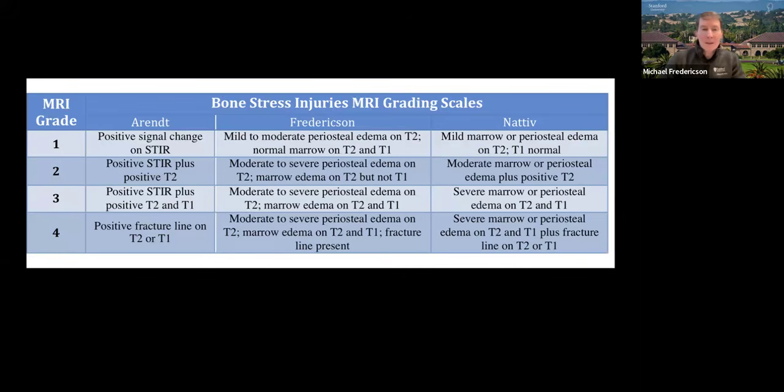Other people have looked at this and taken this grading system just to see if it applies to all stress injuries, and essentially it held up quite well. The only difference is that for that grade 1, I defined it as pure periosteal edema. In other bones, it may manifest more as just very mild marrow edema along with the periosteal edema. But otherwise, this grading system can really be quite helpful.